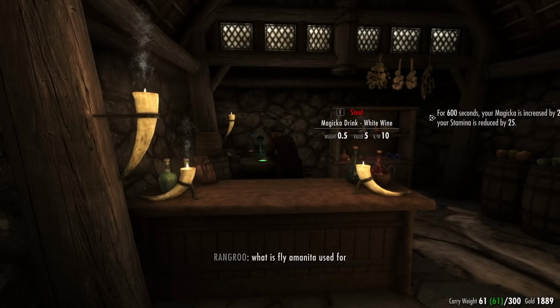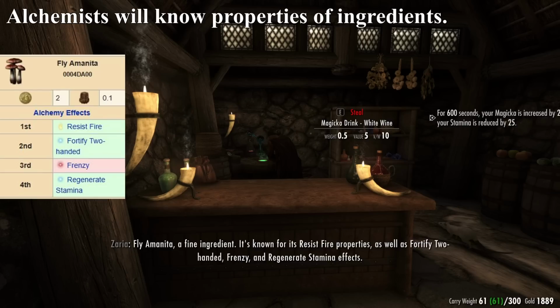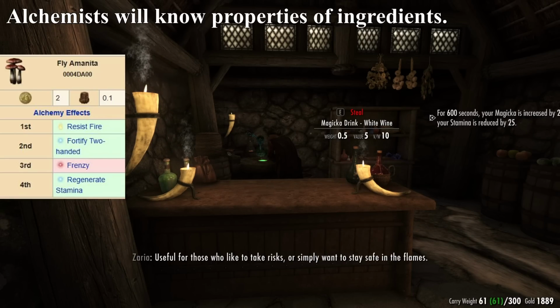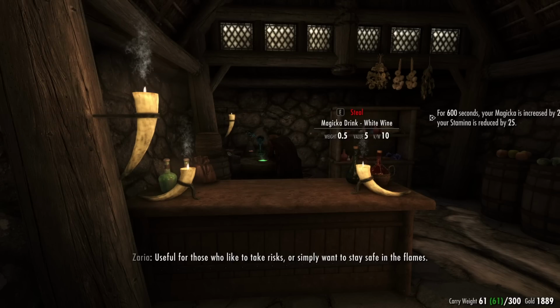What is Fly Amanita used for? Fly Amanita, a fine ingredient. It's known for its resist fire properties, as well as fortify two-handed, frenzy, and regenerate stamina effects. Useful for those who like to take risks, or simply want to stay safe in the flames.